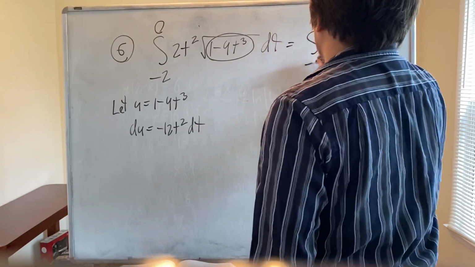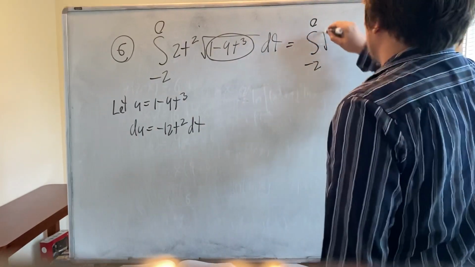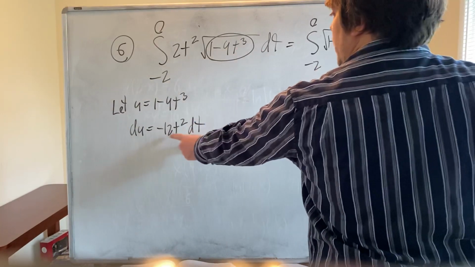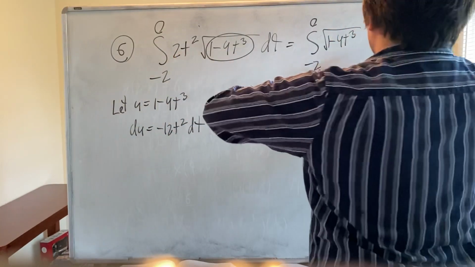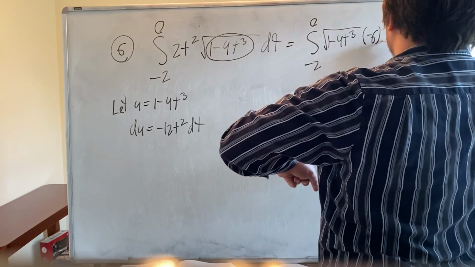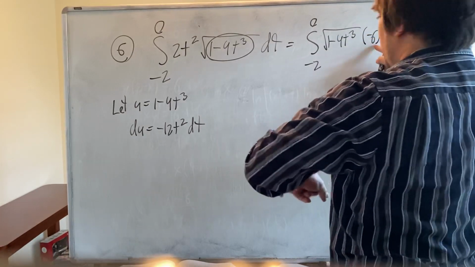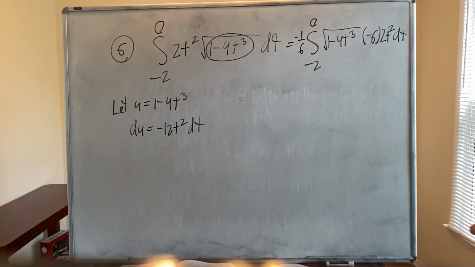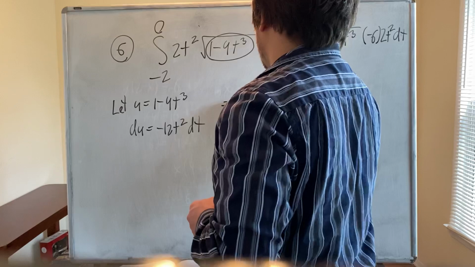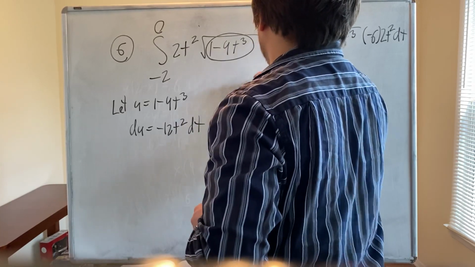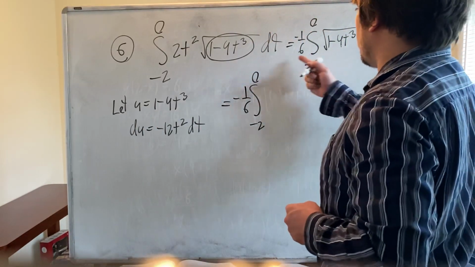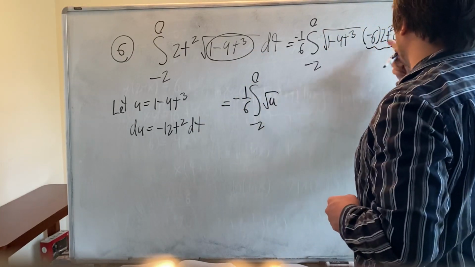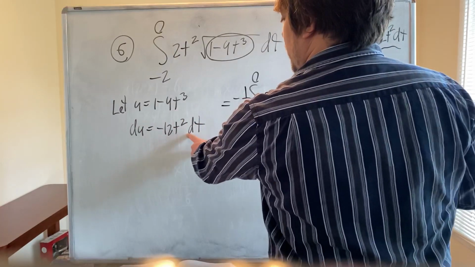And so it is defined from -2 to 0. The square root of 1 minus 4t cubed. Instead of 2t squared dt, we want a -12. So I'm going to multiply this by -6. So -6 times 2t squared dt. And if I multiply the inside by -6, I'm going to multiply the outside by -1/6, so I don't change the value of the definite integral. This is equal to -1/6, the definite integral from -2 to 0 of the square root of that, which is the square root of u, and then -6 times 2 is -12. -12t squared dt is du.